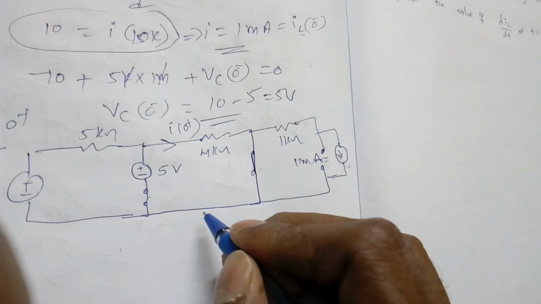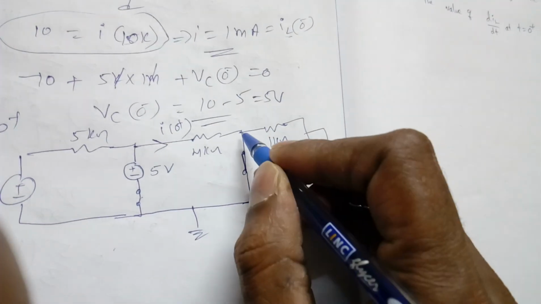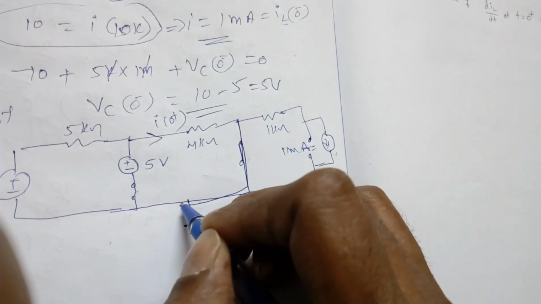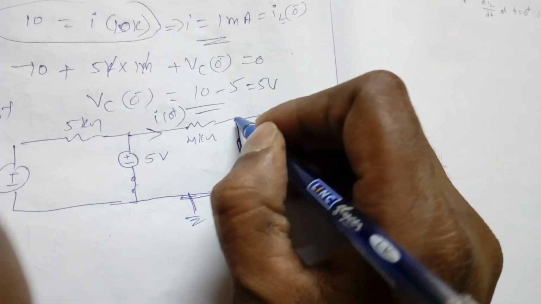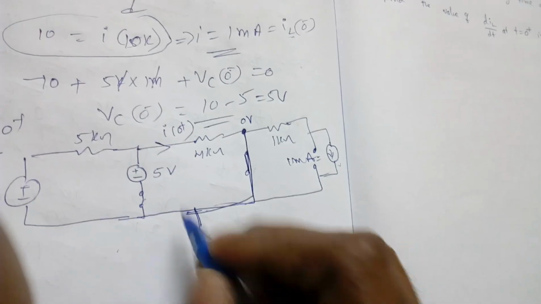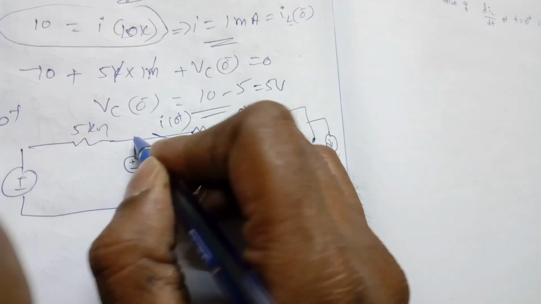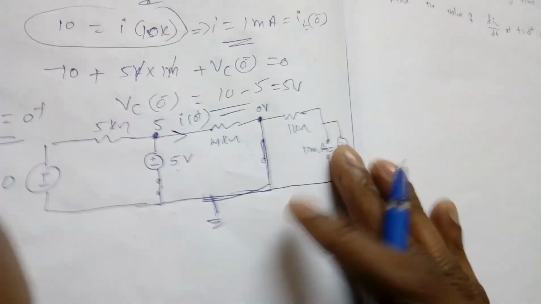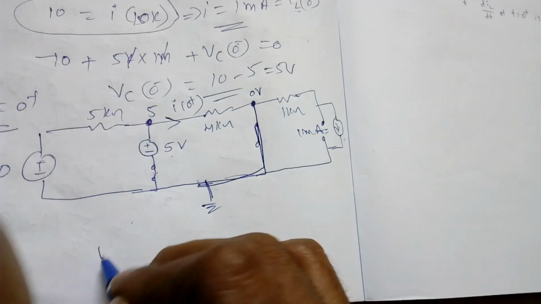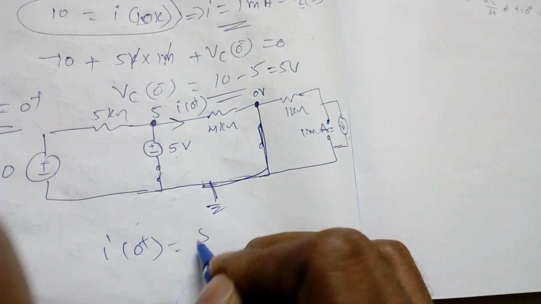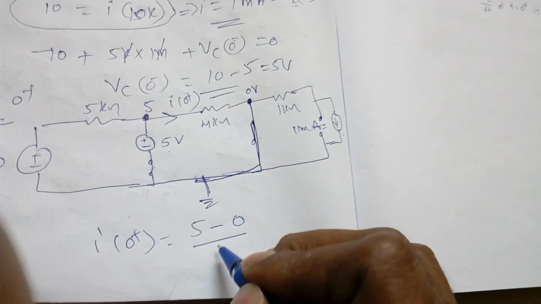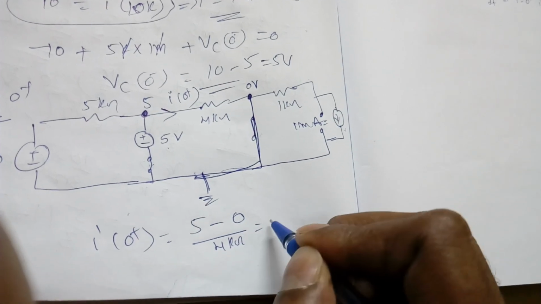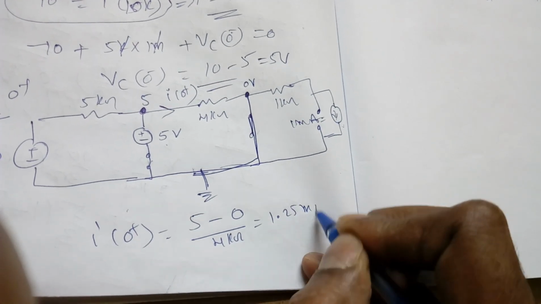Now how to find this one? It's very simple. Whenever there is a short circuit, this is connected to ground, so this voltage is nothing but 0 volt, and this voltage is nothing but 5. That's it. I know the difference voltage, so I of 0 plus is nothing but difference 5 minus 0 by the resistance 4 kilo ohm, which is nothing but 1.25 milliampere.